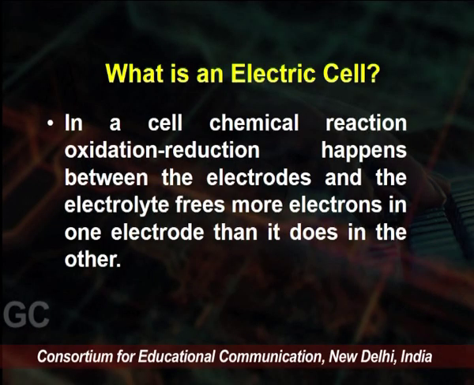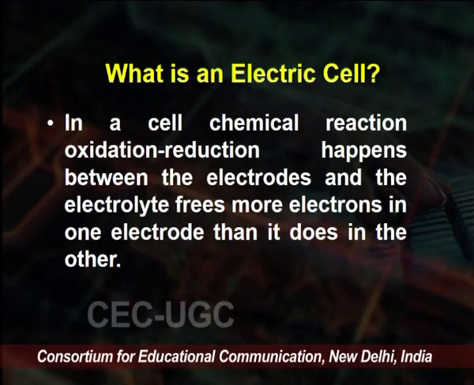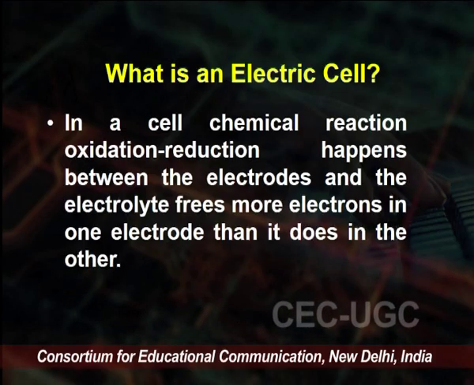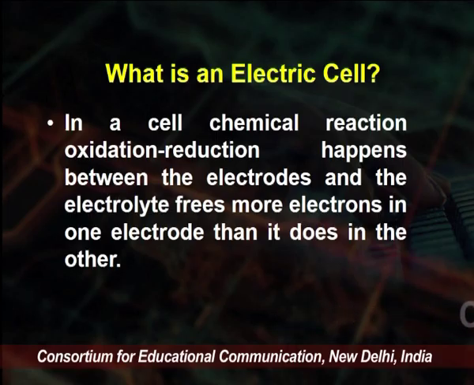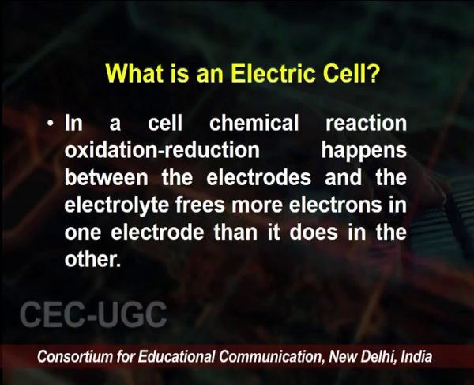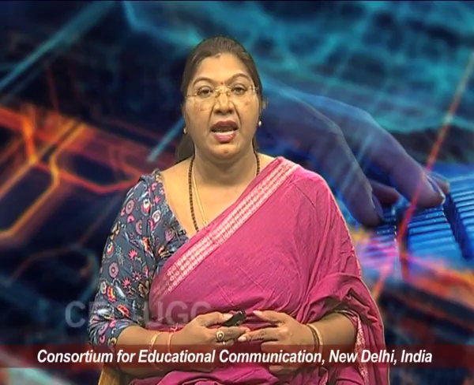In a cell, chemical reactions, oxidation and reduction, happen between the electrodes and the electrolyte, which frees more electrons in one electrode than in the other. So in the electric cell, a chemical reaction takes place, the oxidation reaction, between the electrodes and the electrolyte. The negative terminal, called the anode, gains more electrons, while the positive terminal, called the cathode, loses electrons.